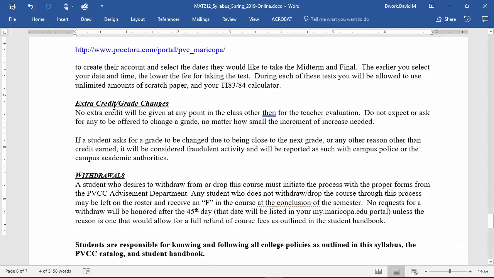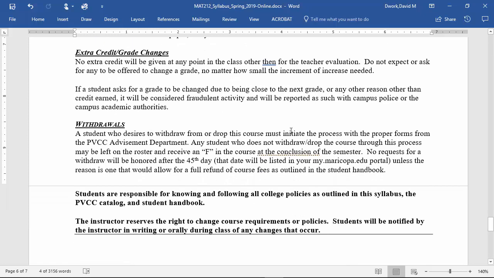Extra credit, there will be no extra credit. Grade changes, there will be no grade changes unless you earned it. So if I made a grading mistake, that deserves a grade change. If you are just really close and you just needed to do one more homework assignment, and you ask, can I just open it back up so you can do one problem, and then that would be enough to get you the grade, well, you should have done your homework when it was due. Don't come ask me. That's not right.